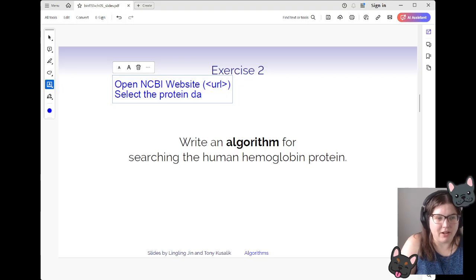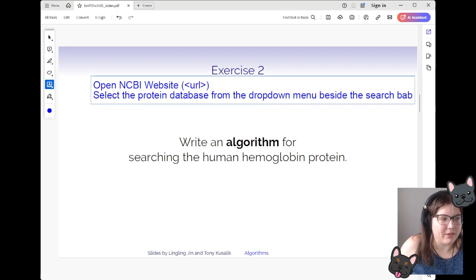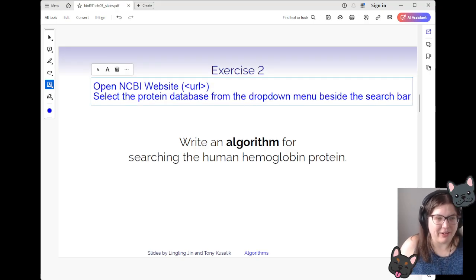oh, and I spelt it wrong, of course. Have I told y'all how bad I am at spelling? From the drop-down menu beside the search bar. And of course, I have to move this over, and I've spelt another thing wrong. There we go. So I'm filtering for that protein database.